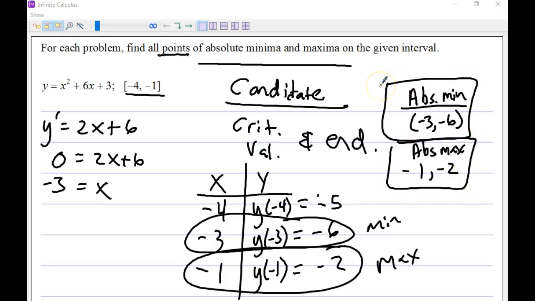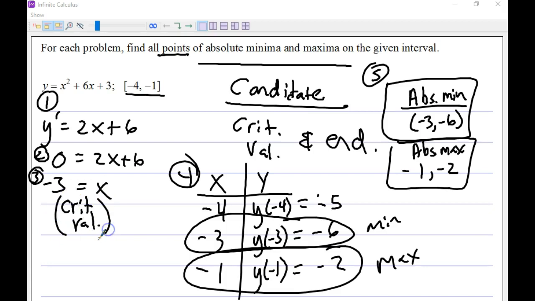Final answers. So there's the process. So I'll number my steps for you guys. What I did was this was step 1, this was step 2, 3, 4, 5. That's right. So let's label that. That's a critical value. That's correct. All right, so that's how you find absolute extrema.